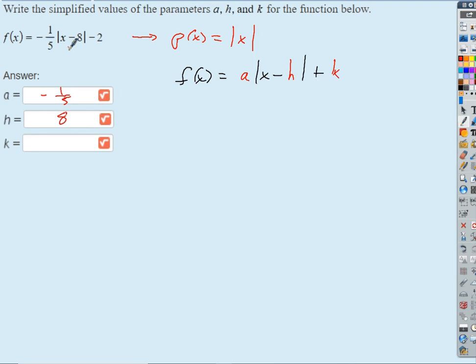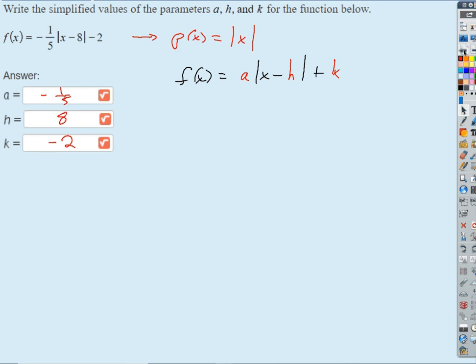Okay. And then finally, what's the number that's being added at the end? -2. So it's going to the right by 8, down by 2. Okay? Or, go ahead. Say it again. The h always decides on. Yeah, so the h is the horizontal translation, the k is the vertical translation, and a is the vertical dilation.